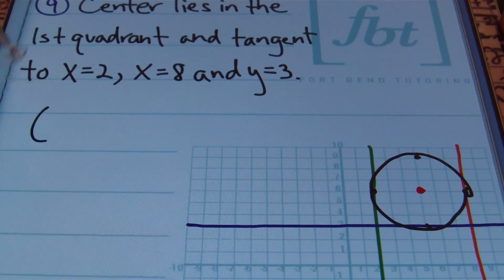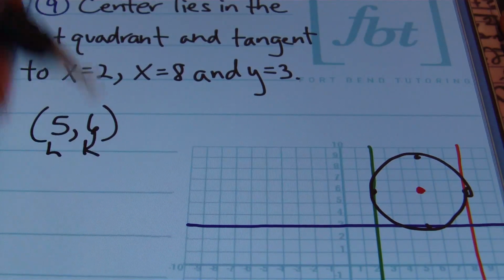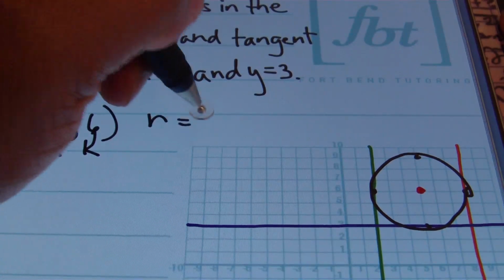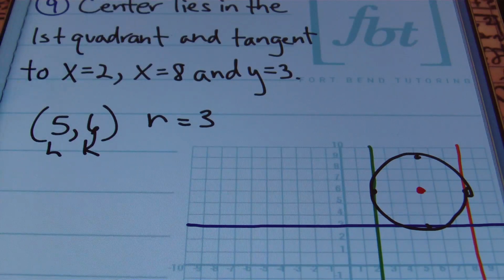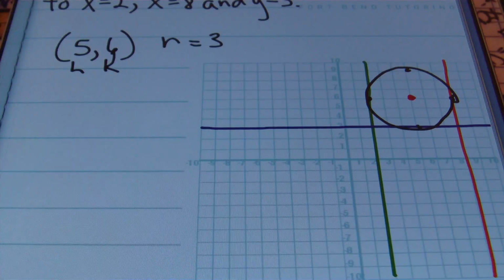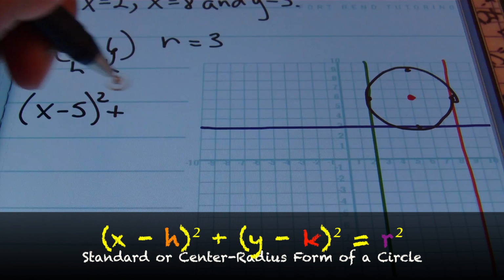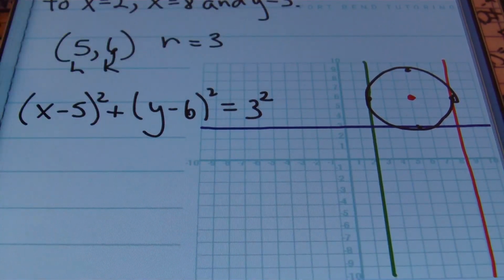We know that our center is going to be located right here, which is going to be at (5, 6). So our h value is 5 and our k value is 6. We also know that we have a radius that's 3. Remember, we found out our radius was 3 when we took the difference of 8 and 2 and then divided by 2. All right? So using our found center and radius, we have a center radius form of x minus 5 squared plus y minus 6 squared, which equals 3 squared.